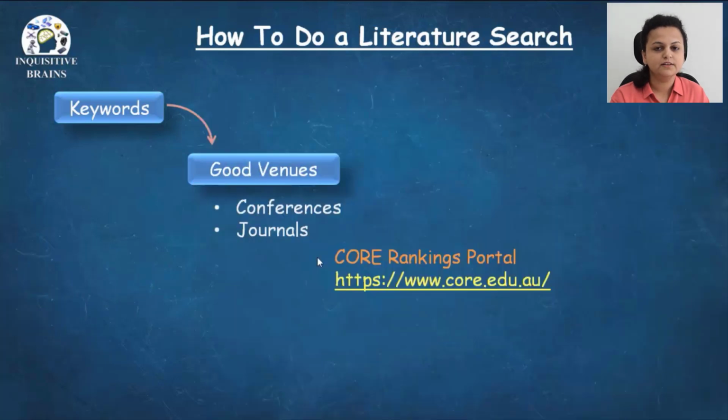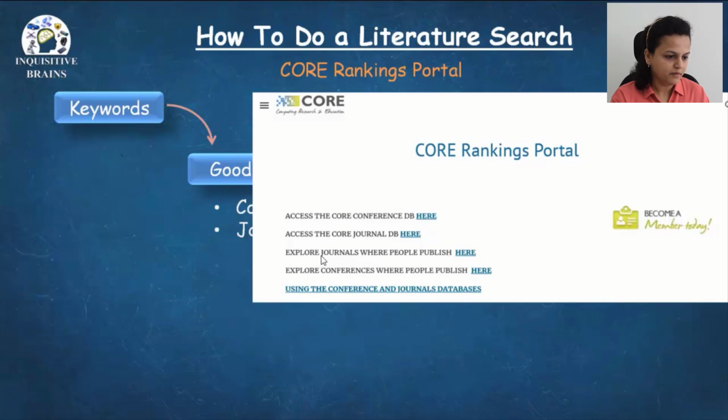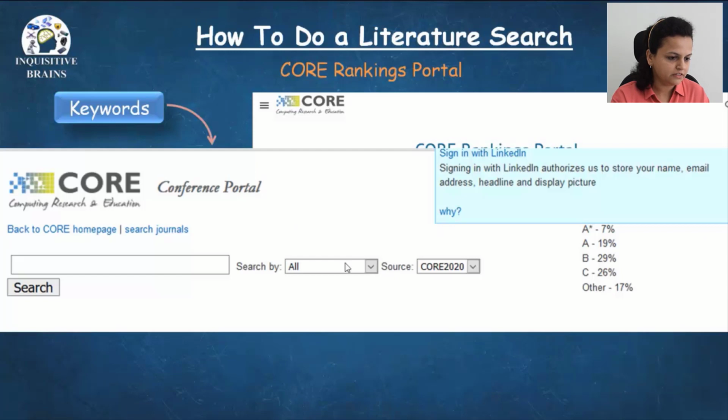Another website is the Core Ranking portal. Core Ranking also provides assessment of conferences and journals in computing discipline. If you go to the specified website, then you will see a page which displays about the core conference database, core journal database, and you can also explore the journals and the conferences based on the keywords. If you click on the Access the Core Conference Database here, then you will see a page in this manner.